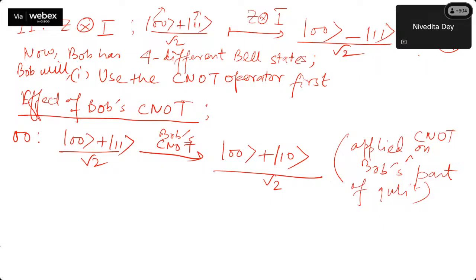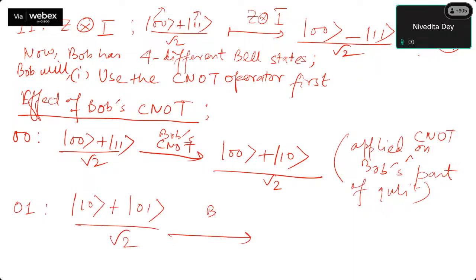Okay. Now if 0, 1 is the information, then Alice must have sent this. That means Bob will do it and get 1, 1 plus 0, 1 by root 2. Similarly, for 1, 0, it will be minus 1, 0 plus 0, 1 by root 2.